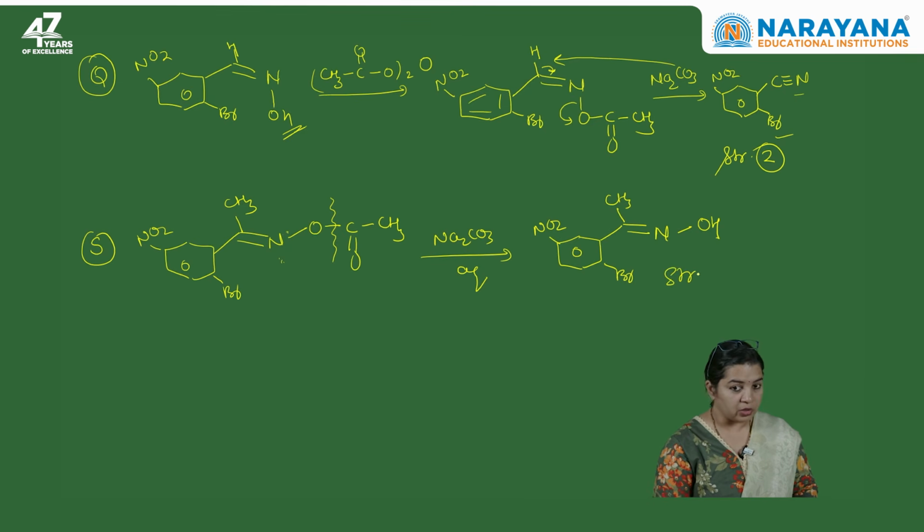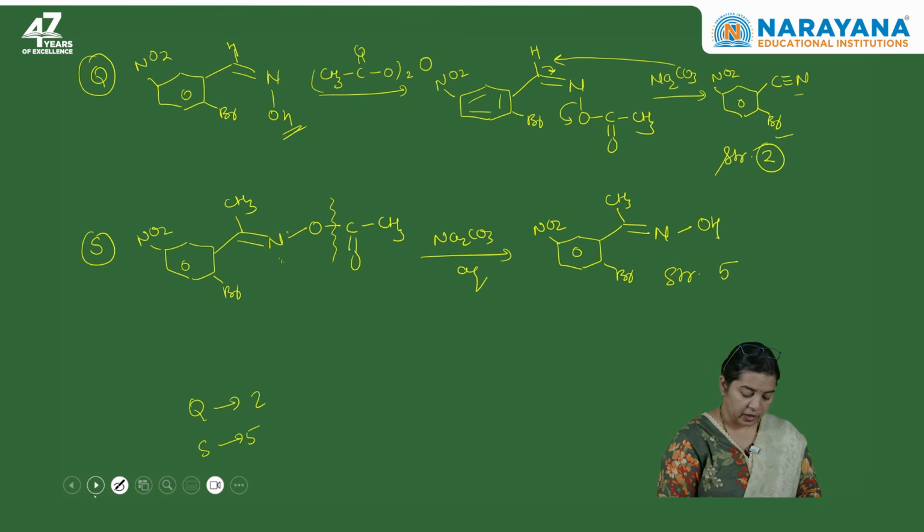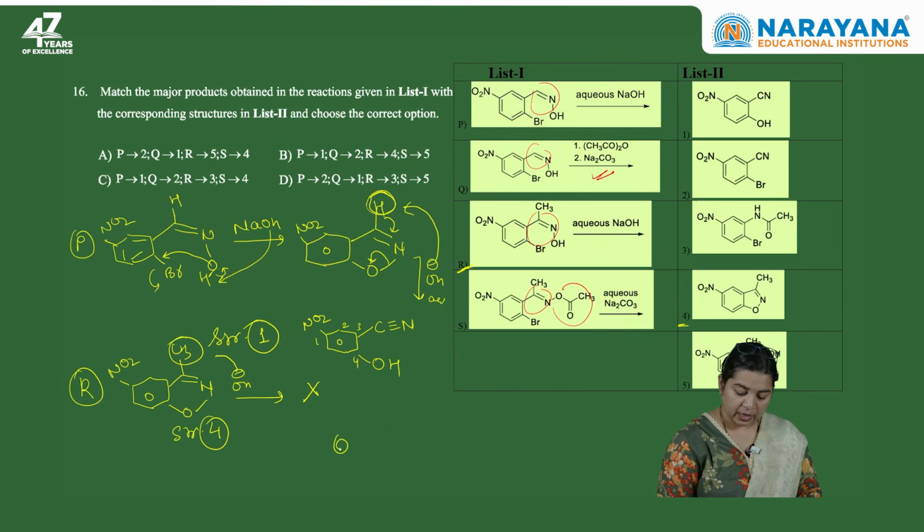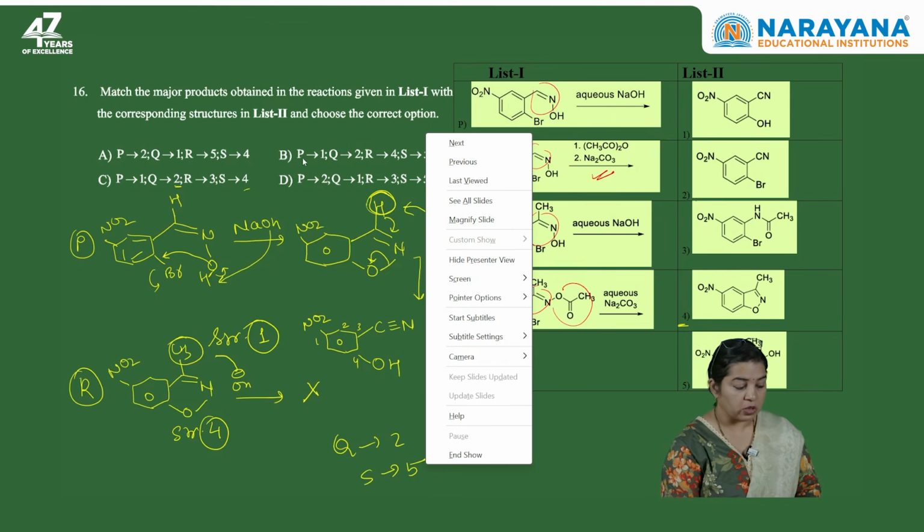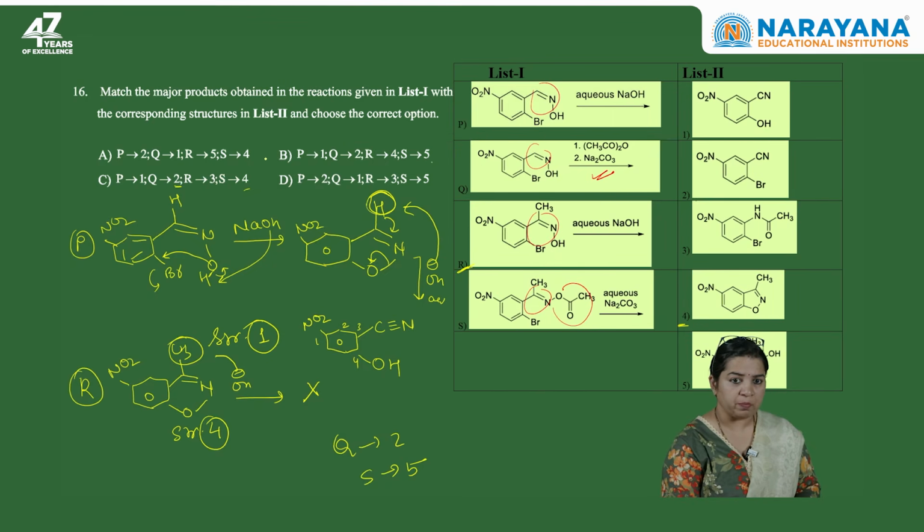Now let me check, this structure is number 5. So Q we matched with 2, S we matched with 5. Right? Let us check options. Q with 2, S with 4? No. Q with 2 and S with 5. So it seems a possible answer for this question could have been B.